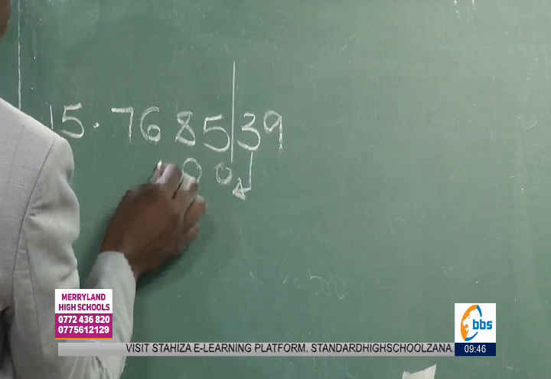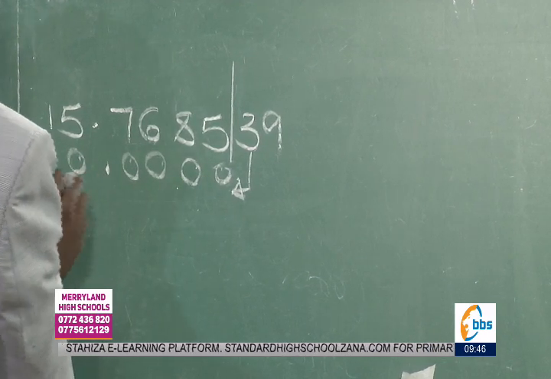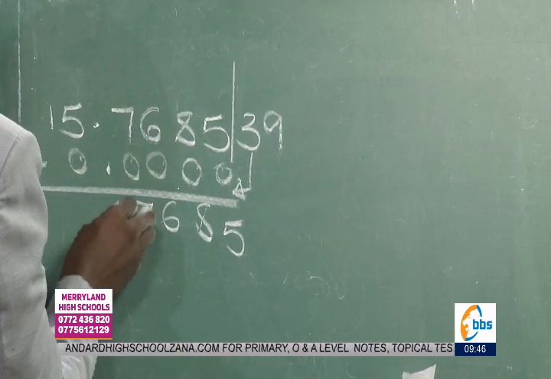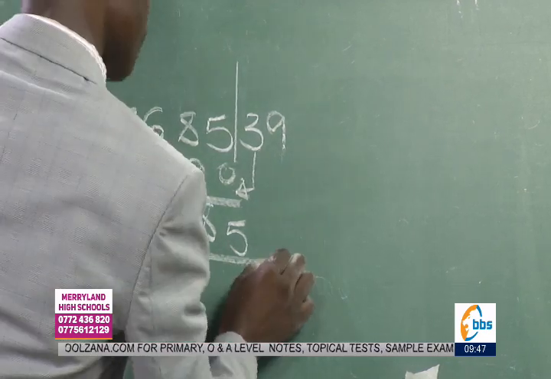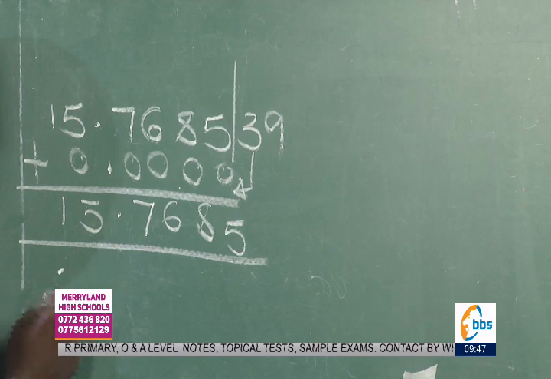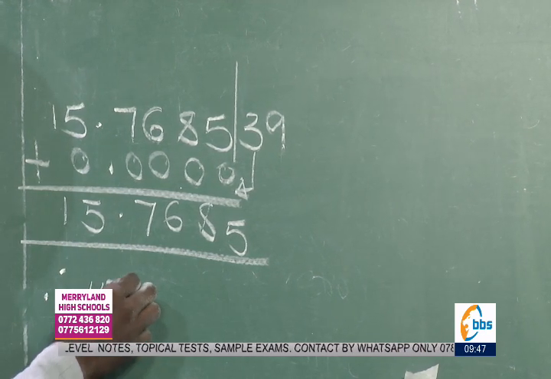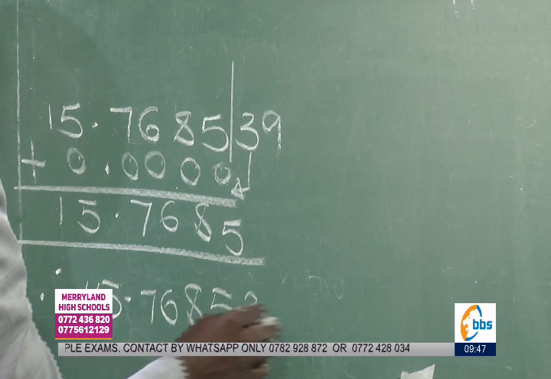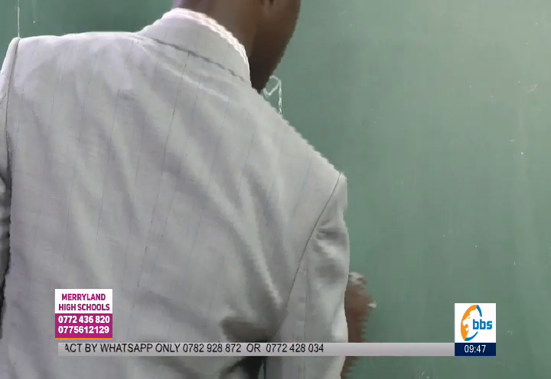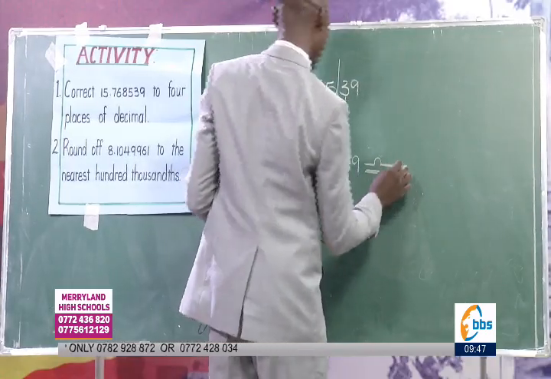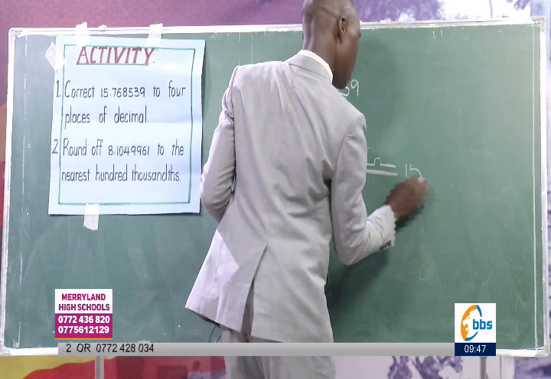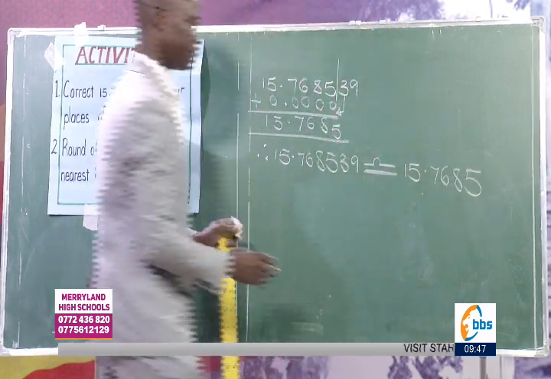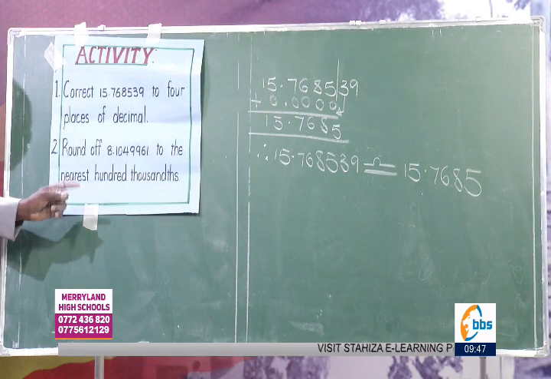So here we shall just put 0, 0, 0, 0.0. Add here. This is now 5, 8, 6, 7, 5, 1. That is all. Therefore, 15.7685539 is approximately, nearly 15.76855. Finished. That is how it is supposed to be rounded off.